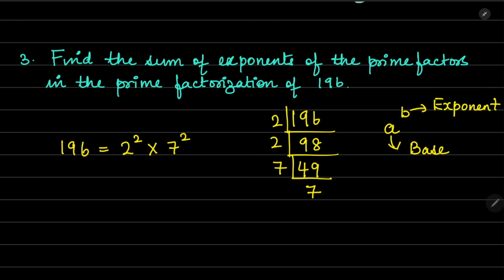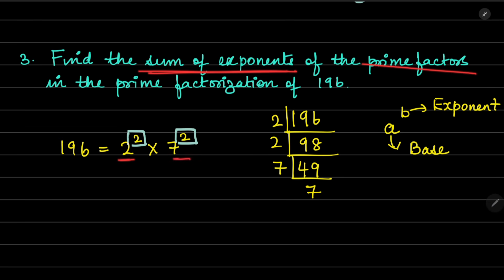So what is the exponent of 2 here? It's 2. What is the exponent of 7? It's also 2. So these are the exponents. Okay, and what are you asked? You are asked to find the sum of the exponents of the prime factors.